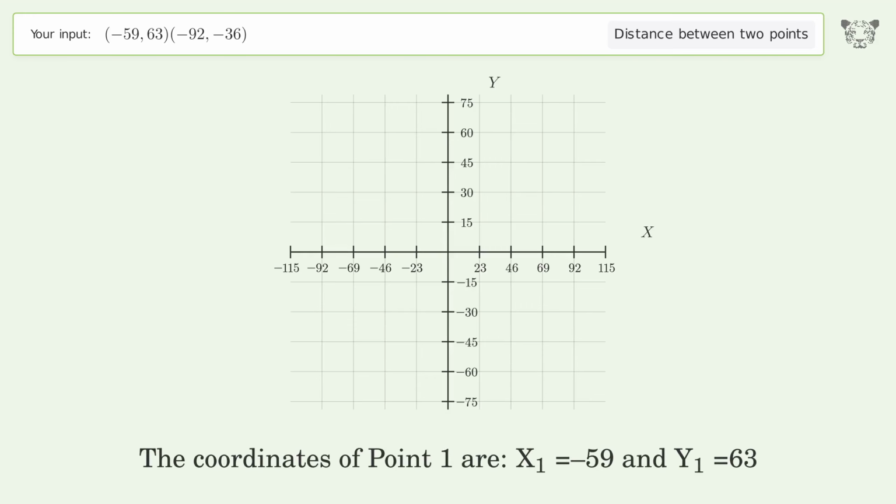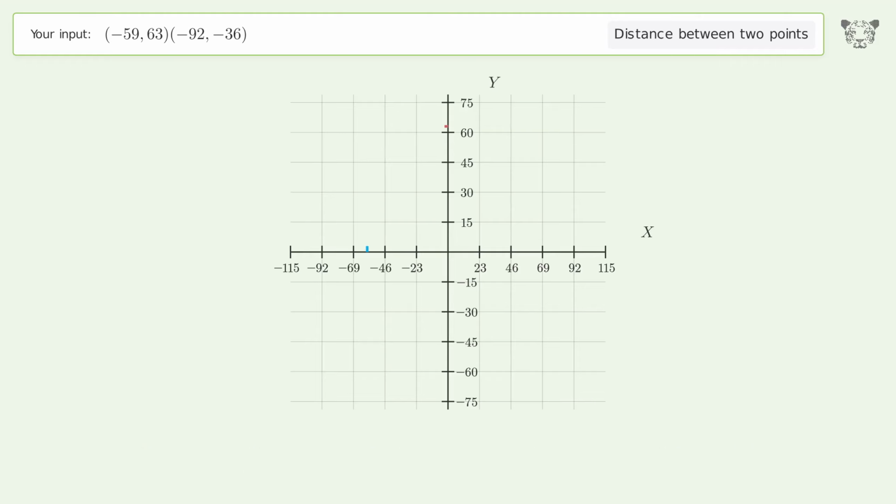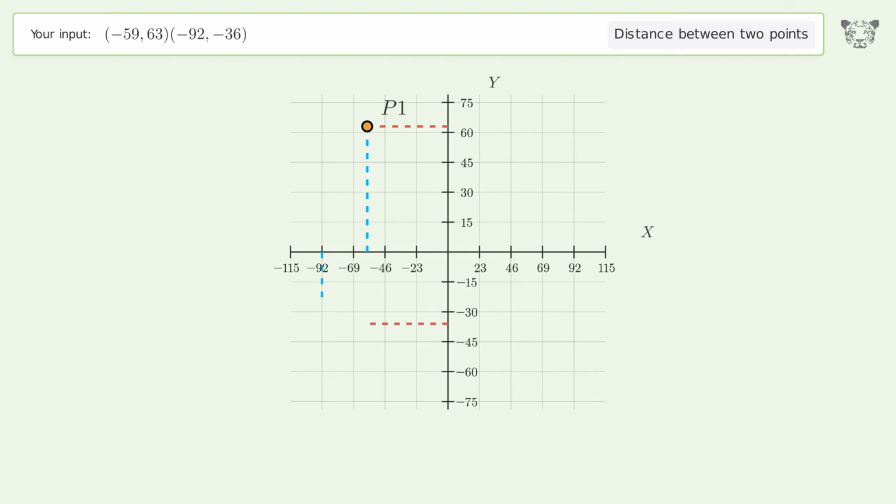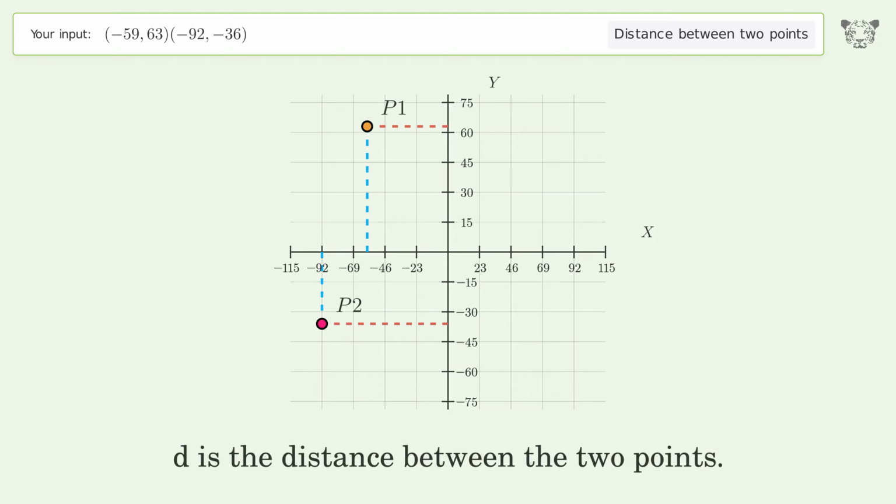The coordinates of point 1 are x1 equals -59 and y1 equals 63. The coordinates of point 2 are x2 equals -92 and y2 equals -36. D is the distance between the 2 points.